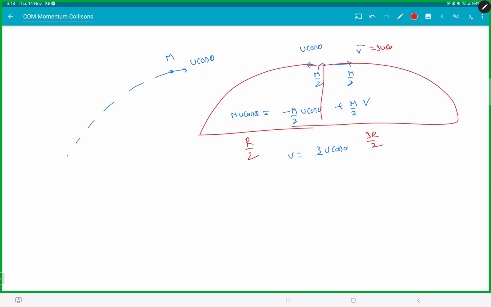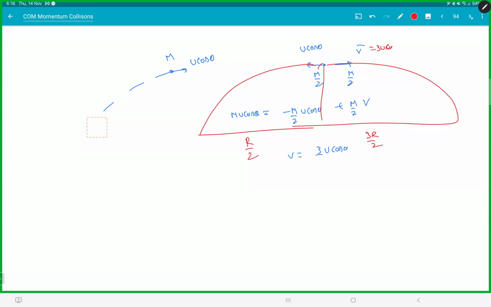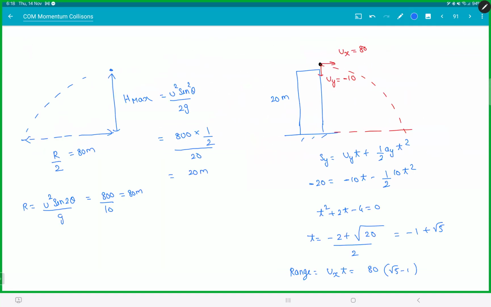Momentum thing always works. Center of mass thing will work only if they both land on the ground at the same time. But keep that in mind. Clear? Any doubts on this? Any doubts? All clear? Next one. So it's important you know when things work and when things don't work.